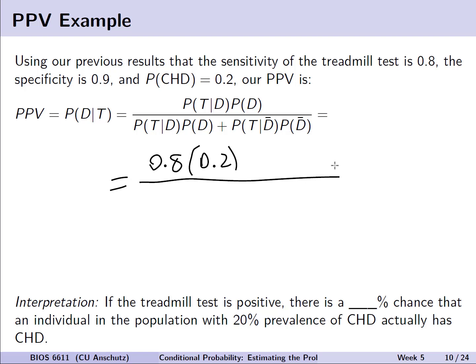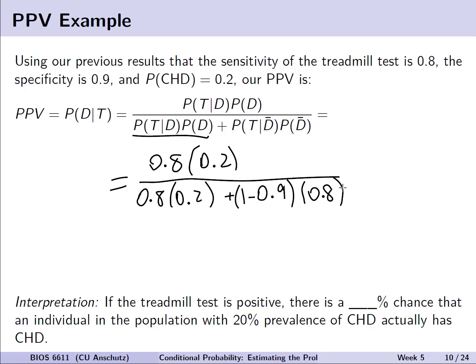We can then note in the denominator that the first term is the exact same calculation, the sensitivity times the prevalence, and then we're going to add to that the probability we would have a positive test given you don't have the disease, or in other words, 1 minus the specificity. So you can note there we have 1 minus 0.9 times the probability someone doesn't have the disease, or in other words, 1 minus the prevalence. We can just write down here quickly 0.8.